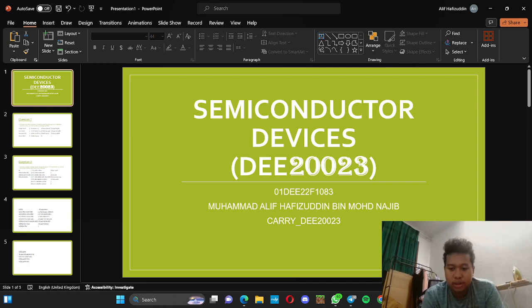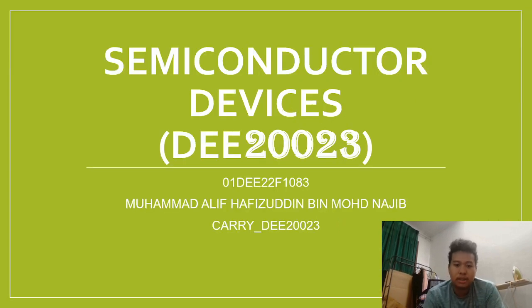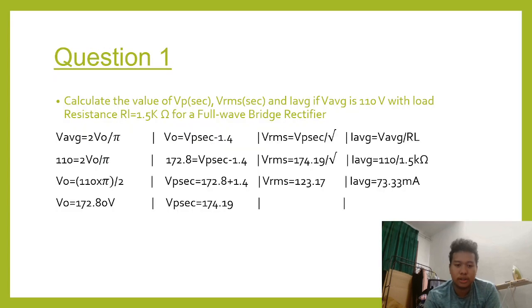01dee22f1083. Today my presentation is about semiconductor device, subject code DE20023. So continuing this slide. Question 1 is about calculating the value of VP secondary, VRMS secondary, and I average, if V average is 110 volt with load resistance RL equal to 1.5k ohms for a full wave bridge rectifier.